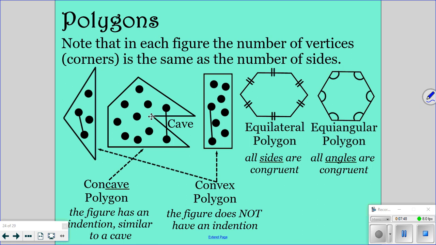One way you can check is to connect any point to another point, and if the segment goes outside of the polygon, then it means that it has to have a cave. It has to be concave. So not here, not here, but here, or maybe from here to here, those would go outside of the polygon. So that's why it's concave. But on these two, no matter which 2 points you connect, they'll always be inside. So that's why they're convex.